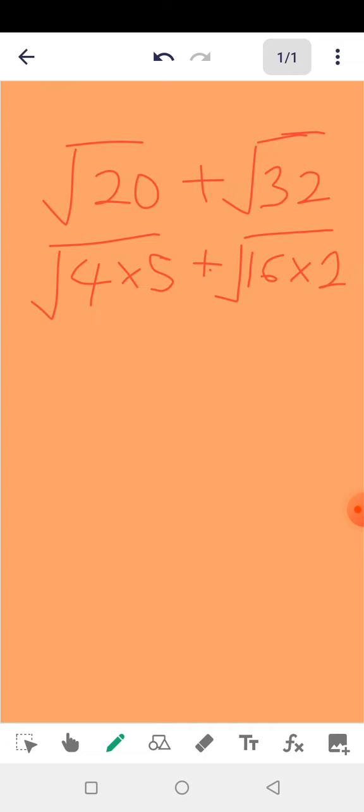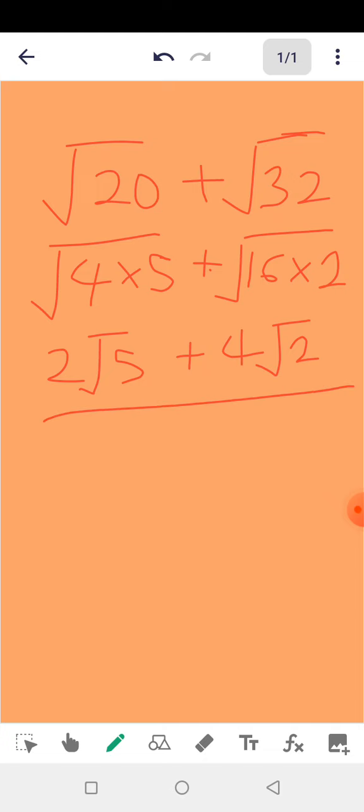Now the square root of 4 is 2, but 5 is not a perfect square, so I'll leave it in the square root sign. Now the square root of 16 is 4. 2 is not a perfect square, so I'll leave it in the square root sign. Now this is 2 root 5 and 4 root 2. These two surds are of different kinds. They cannot add up. Because they cannot add up, our answer becomes 2 root 5 plus 4 root 2. Very simple.